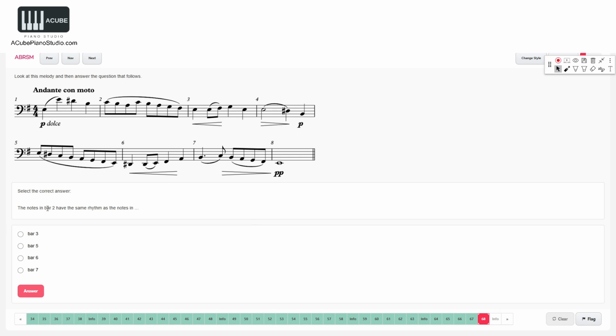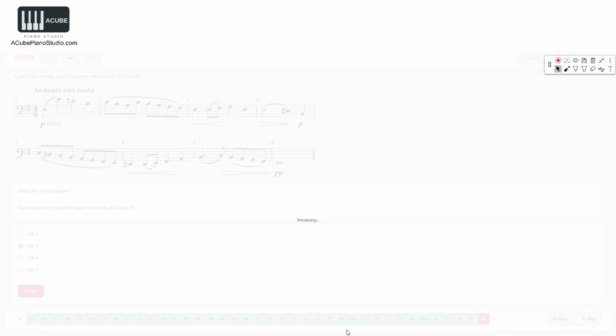Okay, next, the notes in bar 2 have the same rhythm as the notes in. So let's look at this. It's all quavers, right? 8 quavers in the bar. And where do we see 8 quavers in the bar again? Same rhythm, that means you have the same note value throughout, right? So this also has 8 quavers. So this is bar 5. So the answer is bar 5.